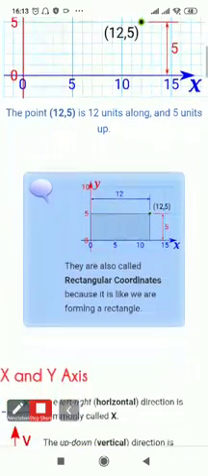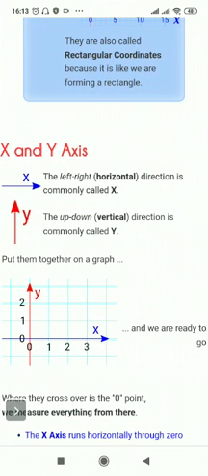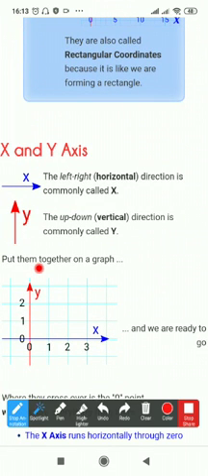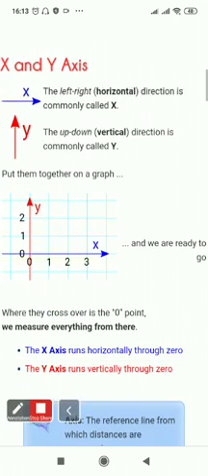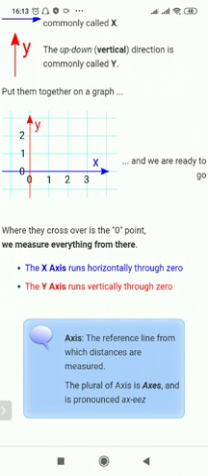Now see here, this is the explanation of the x-axis and y-axis. What is the x-axis? The left and right horizontal line on the page is the x-axis, and the vertical line, showing the up and down direction, is the y-axis. If you put them on a graph paper, it will look like this, and when you put both the x and y axes on a graph paper, we have four quadrants. We will see what a quadrant is further down.